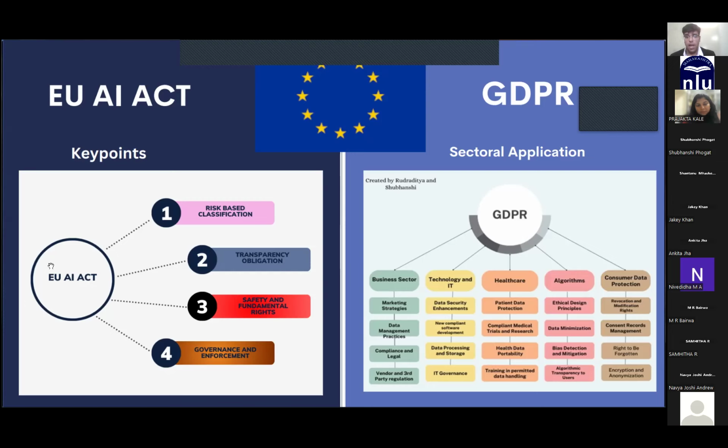Lastly, governance and enforcement. The AI Act establishes a comprehensive governance structure, which is in addition to the already established Data Privacy Board, which was mandated by the GDPR. In addition, a national supervisory authority and a European Artificial Intelligence Board have been established to oversee the implementation and enforcement of the Act. So one can conclude that the GDPR focuses on data protection and privacy rights, and the AI Act is aimed at setting standards for the development, deployment, and use of artificial intelligence systems that actually use personal data.